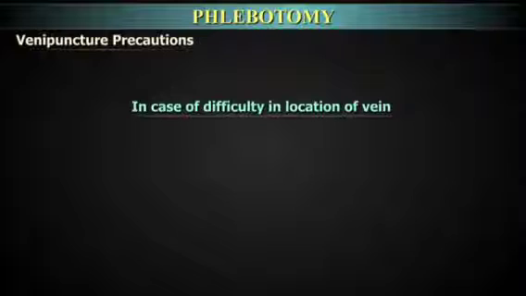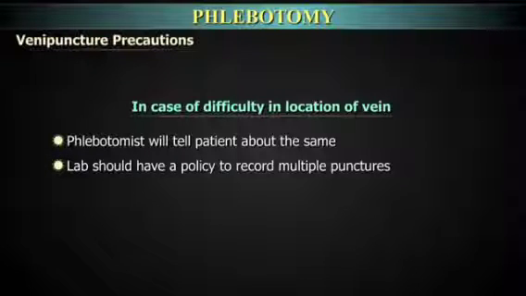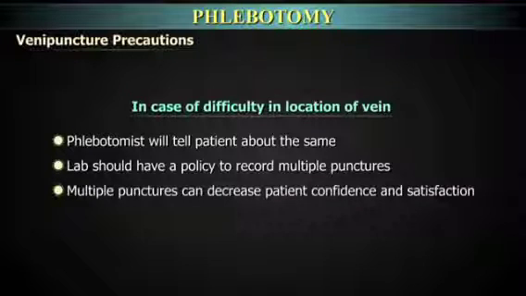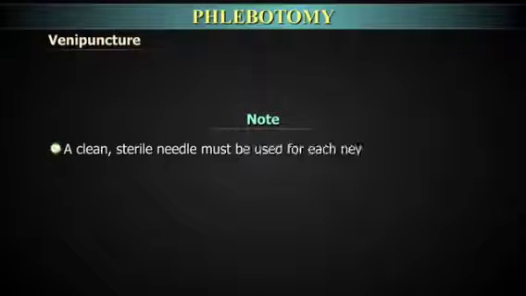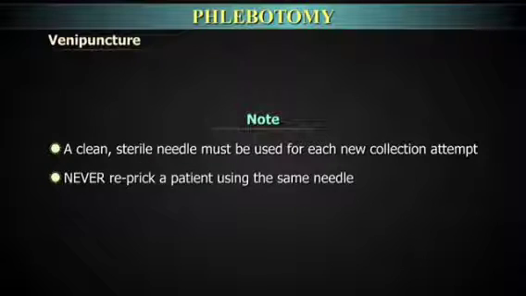Anchor the vein and smoothly insert the needle with bevel up at 15 to 30-degree angle. In case of difficulty in location of vein, phlebotomist must tell patient about the same. Lab should have a policy to record multiple punctures. Multiple punctures can decrease patient confidence and satisfaction. A clean, sterile needle must be used for each new collection attempt. Never re-prick a patient using the same needle.